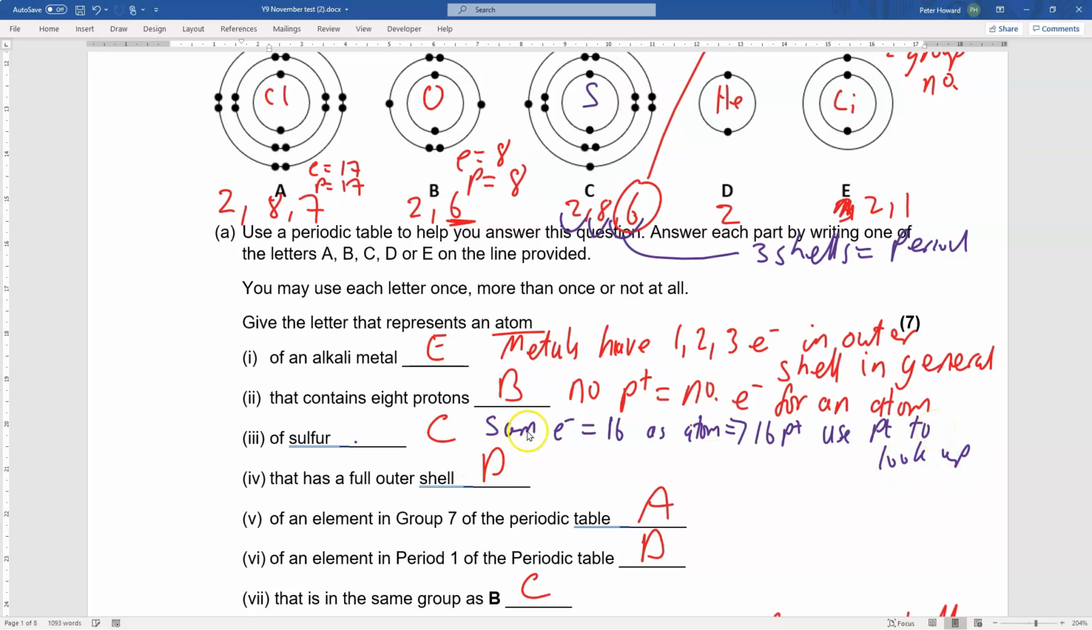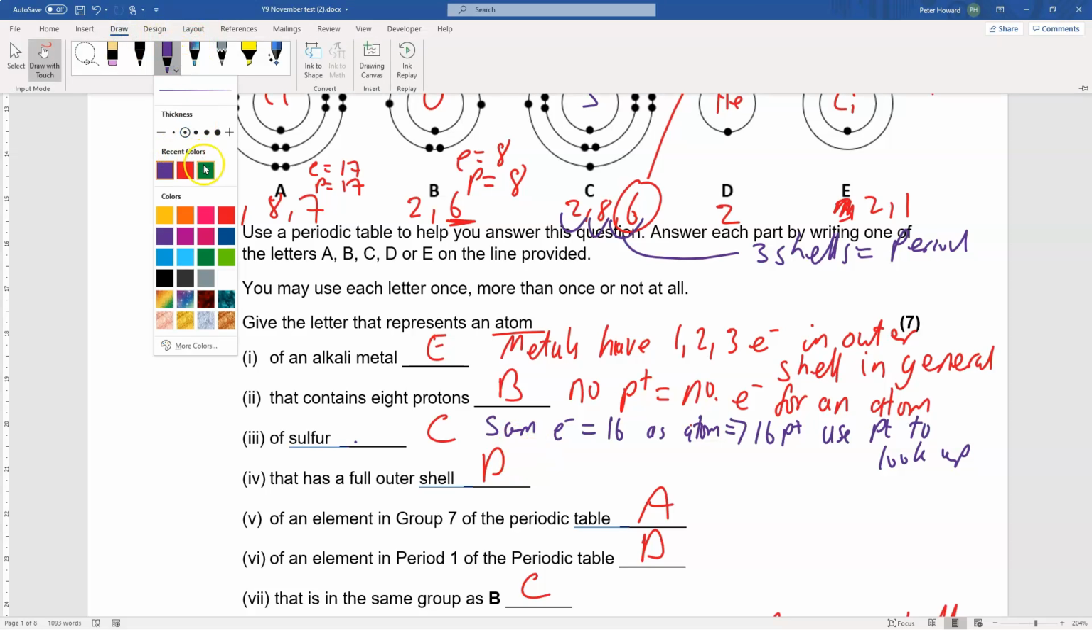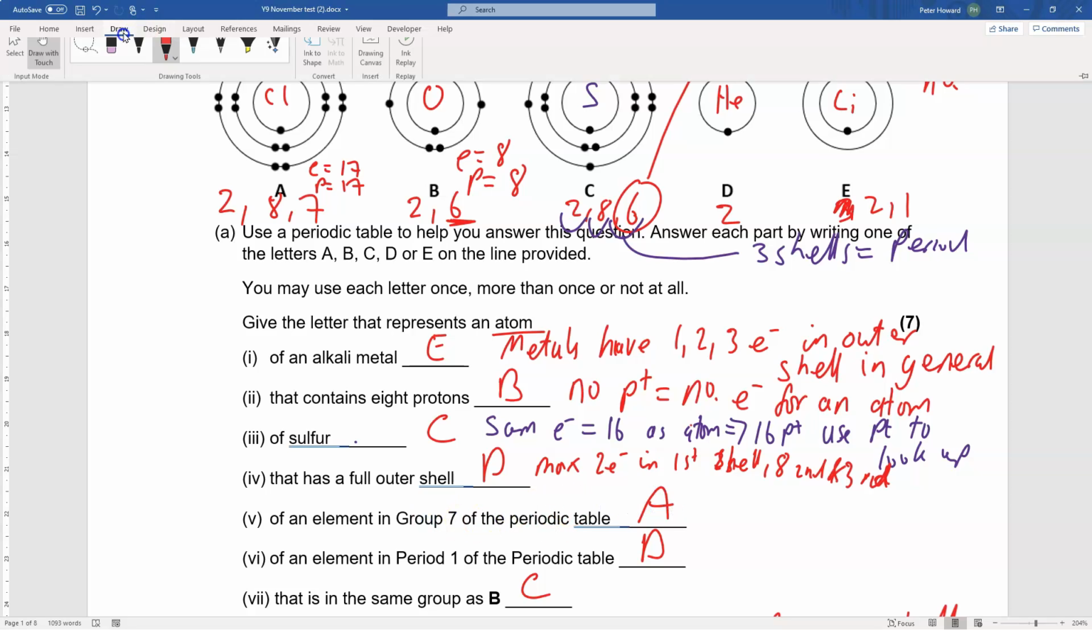Pull out a shell. If you got this one wrong, you could describe or write the number of maximum electrons for each outer shell. So max 2E minus in first shell, 8 second, 8 third. It's not always 8, but anything you're ever asked to will always have a maximum of 8.